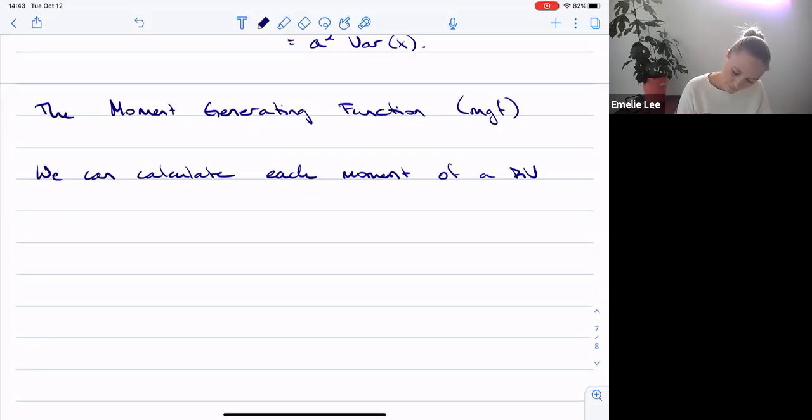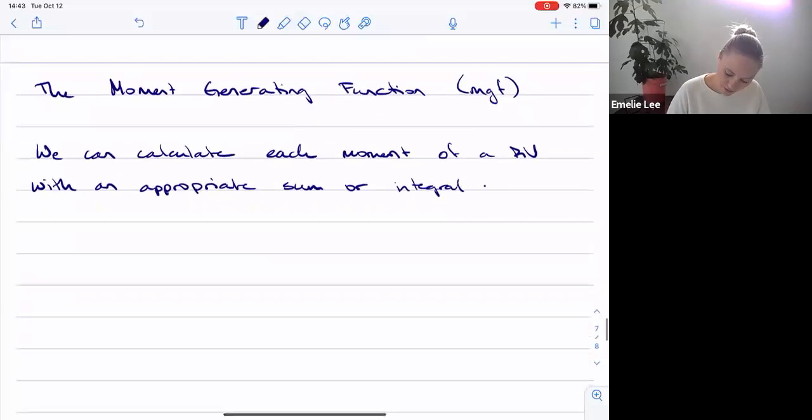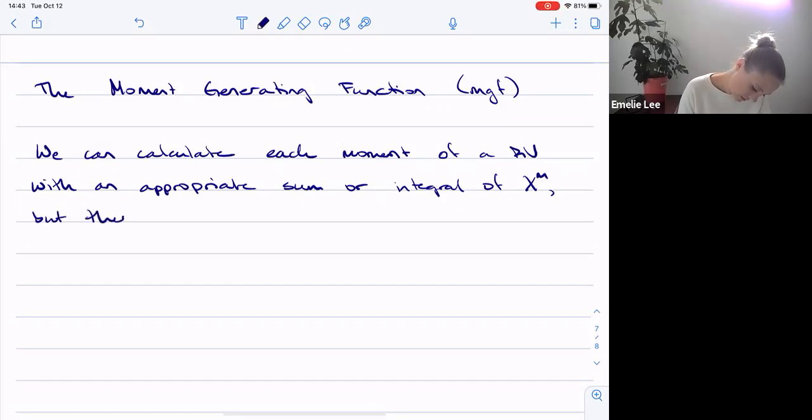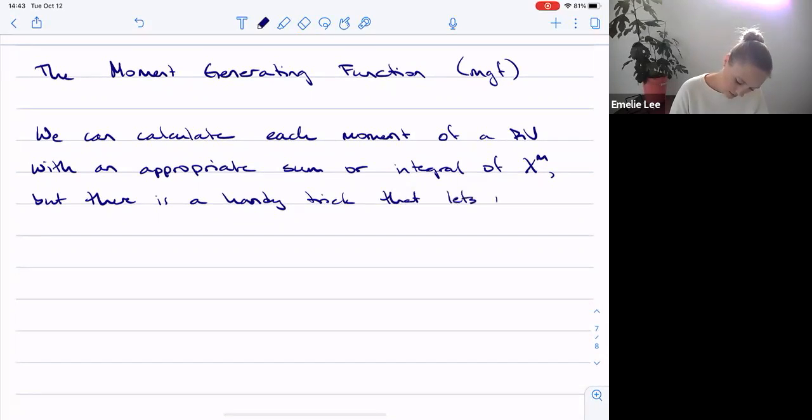Okay. Of a random variable with an appropriate sum or integral of x to the power of m. But there's this handy trick that's going to take some time to develop, but once we have it and can use it, it's going to be powerful. So the sum or integral of x to the m, but there is a handy trick that lets us effectively calculate them all at once.